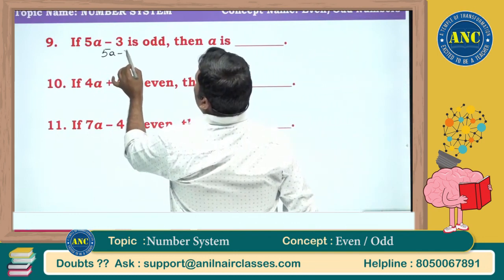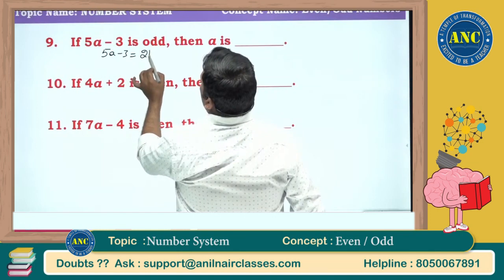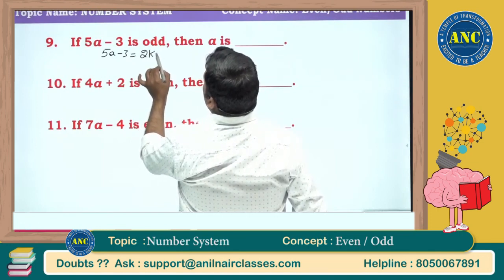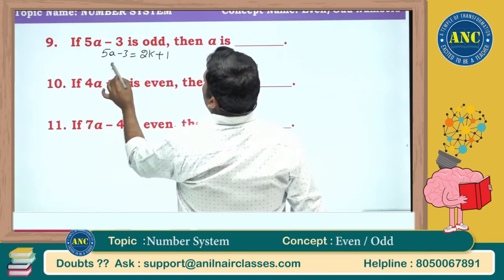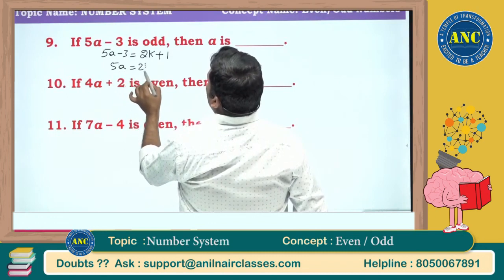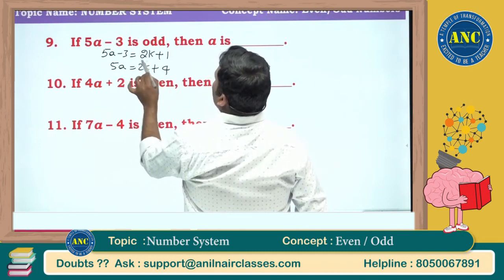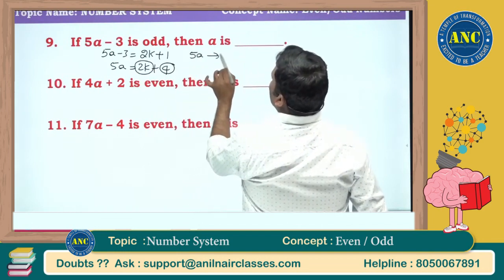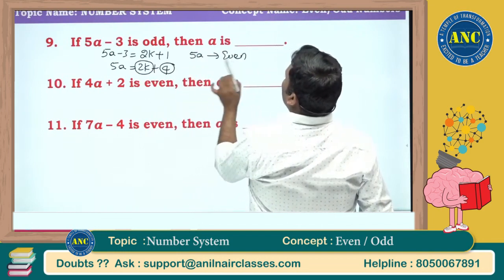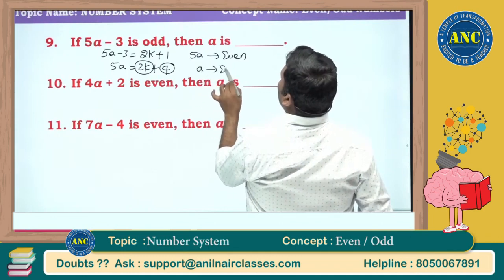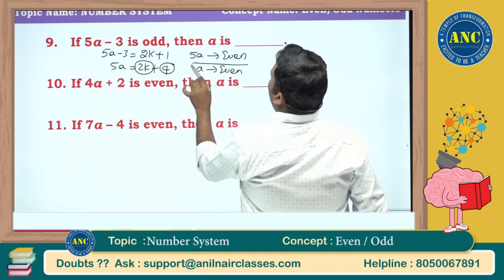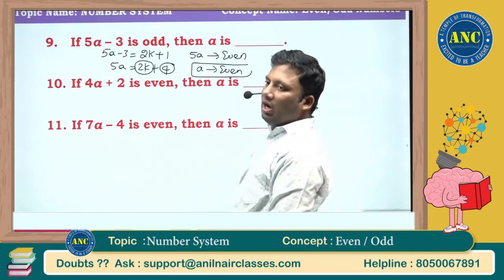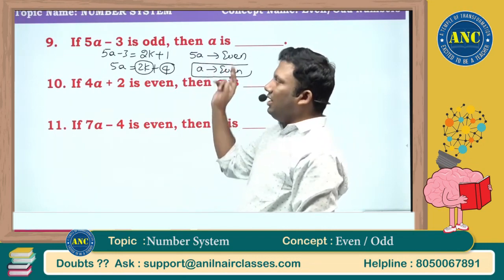5a minus 3 is an odd number. An odd number is 2k plus 1 or 2k minus 1. 5a is equivalent to 2k plus 4. This is an even number. 5a is an even number. If 5a is an even number, a will be an even number. Odd number into which natural number?